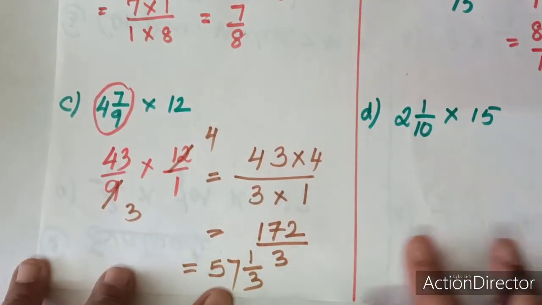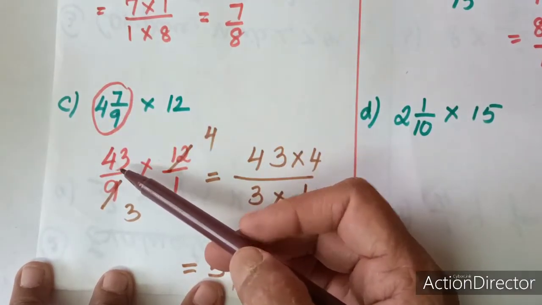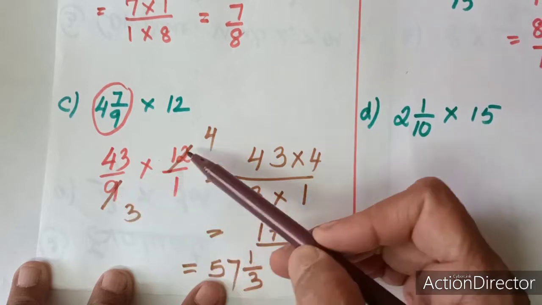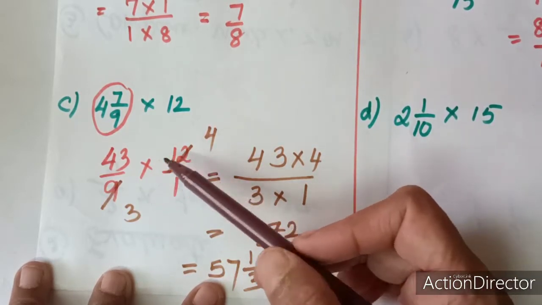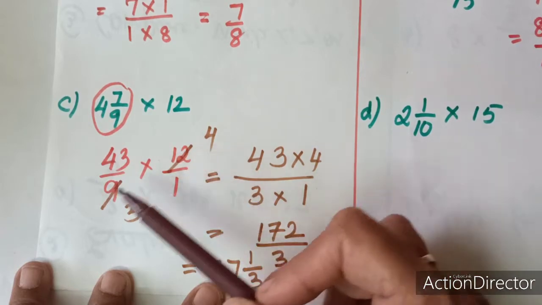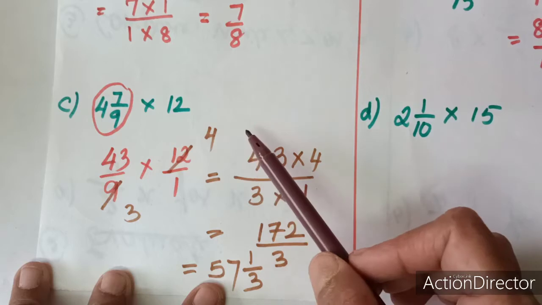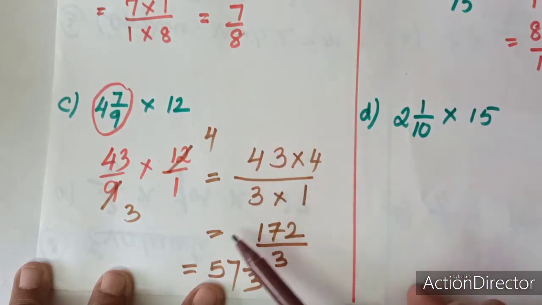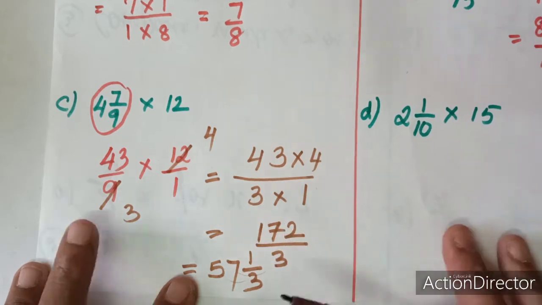So always convert the mixed fraction to an improper fraction first. Second step, if you find any numbers that can be cancelled, that is cancellation, you have to take care to cancel only a numerator with a denominator. After cancellation, multiply the numerators and multiply the denominators. Express the final answer always as a mixed fraction.